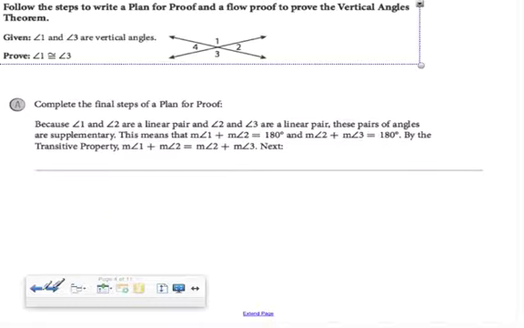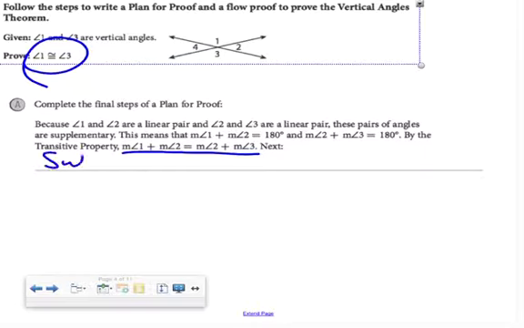Remember that when you're doing a proof, keep your eye on the ball. Look at what you're trying to prove. We're trying to prove that angle 1 is congruent to angle 3. Right now, I have this equation where the measure of angle 1 and the measure of angle 3 are on the sides of the equation that I would want them to be, but oh, that angle 2 is just kind of putting a wrench in the works.